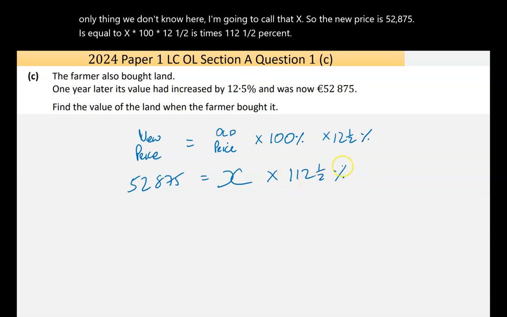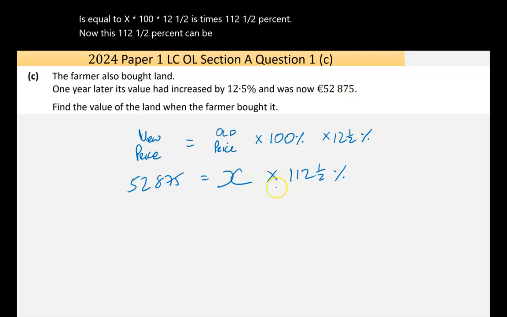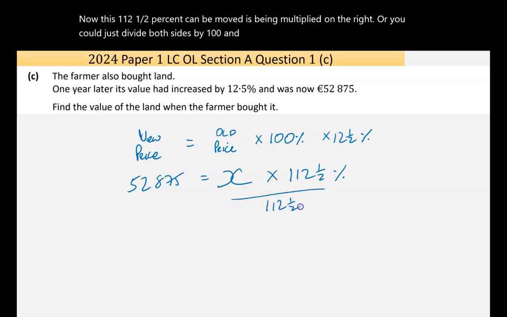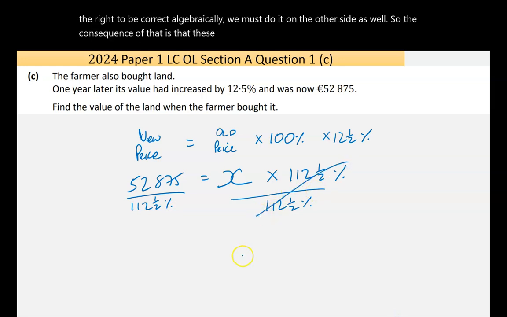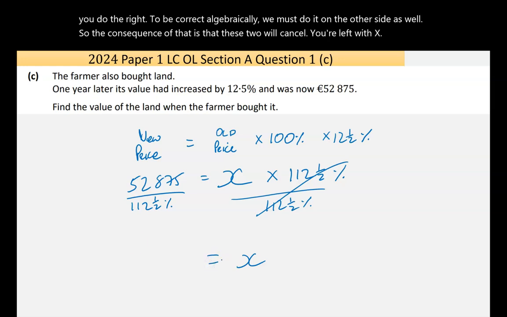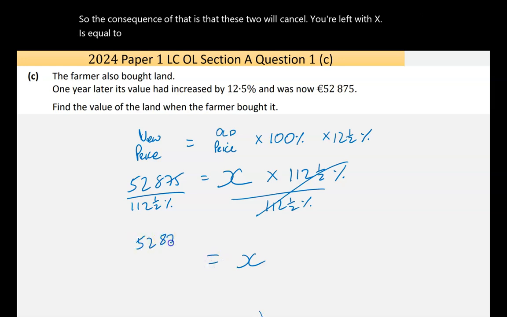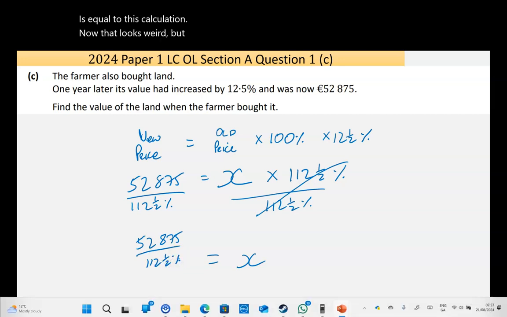Now, this 112.5% can be moved. It's being multiplied on the right, or you could just divide both sides by 112.5%. If you do it on the right, it'll cancel. If you do it on the right, to be correct algebraically, we must do it on the other side as well. So the consequence of that is that these two will cancel. You're left with X is equal to this calculation. Now that looks weird, but the calculator can handle it.